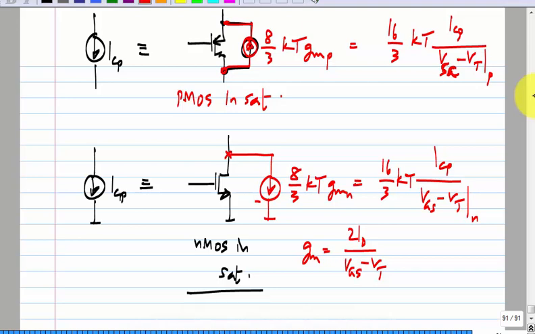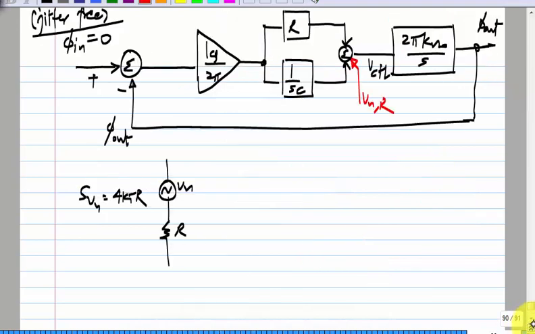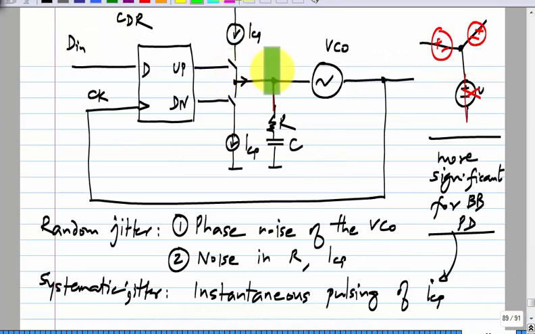Now, if the spectral densities are different from each other in the two halves, like for instance with the linear phase detector, essentially you have the upper current source connected for half the time and the lower current source connected for the other half of the time. If the two spectral densities are different, essentially you will get a time varying spectral density. This is actually not a stationary process. That is, you get some spectral density related to GMP for some time and some other spectral density related to GMN for the other time.